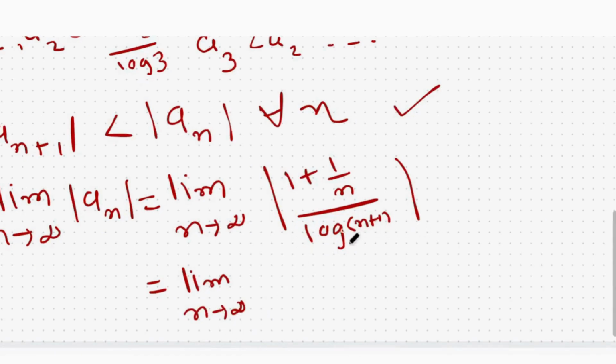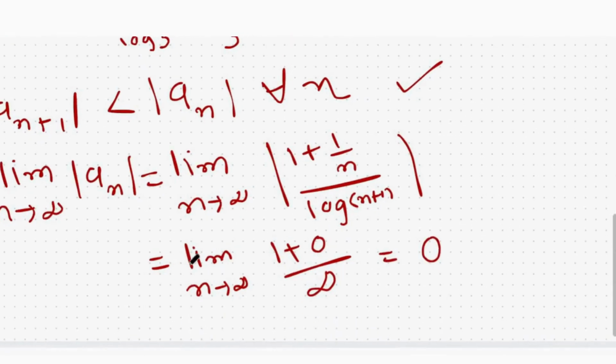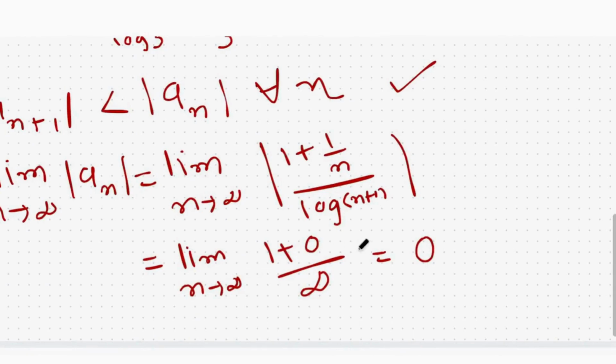Now put the limit. So we get 1 plus 1 upon infinity is 0. And what is the log infinity? Infinity plus 1 is again infinity, and log infinity is what? Infinity. So what we get? 1 upon infinity is 0. Okay, so again second condition of Leibniz test is also satisfied.